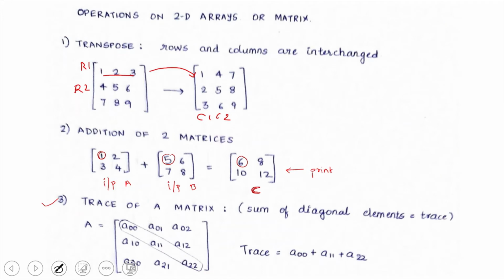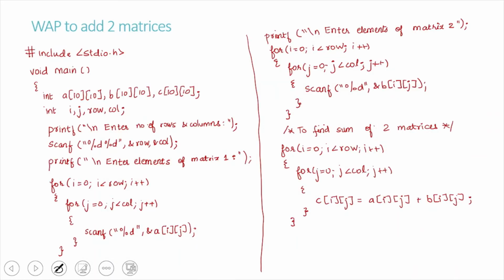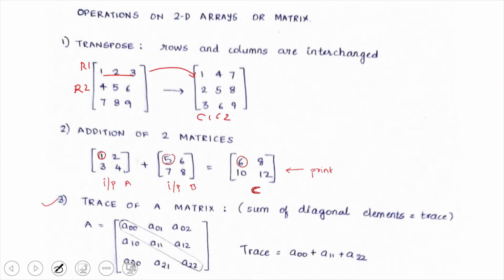There are certain operations to be performed on 2D arrays or matrices. So let's see each one. The first one is to add two matrices. Addition of two matrices means you have to add matrix A with matrix B and produce a matrix C as the result. So corresponding values are added and the result is placed in this position.